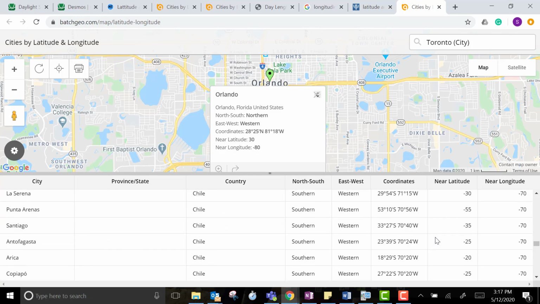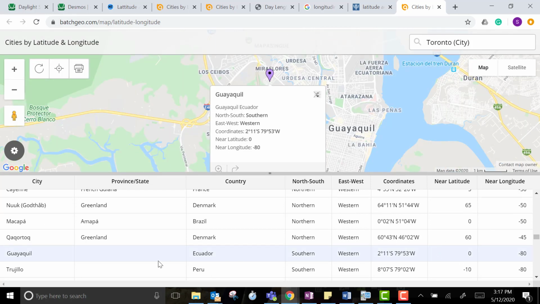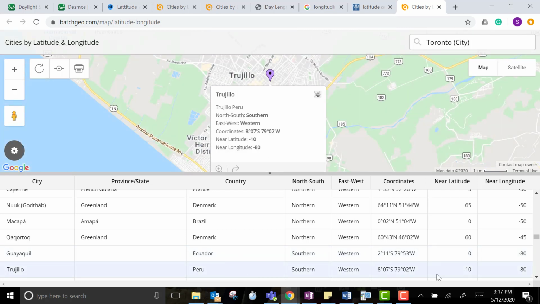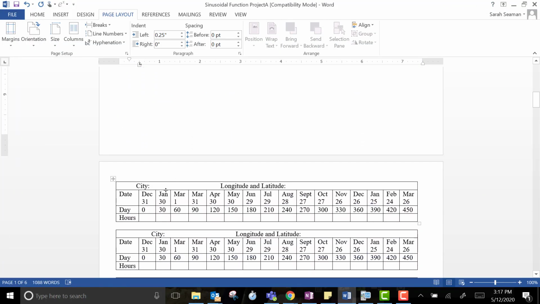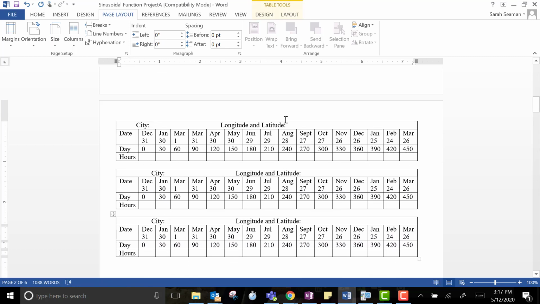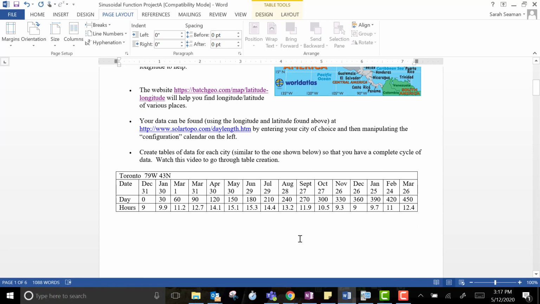And scrolling down, looks like I can find a few more. I could choose Ecuador, or I could choose a city in Peru, and they're all on that same longitudinal line as Toronto. So what you're going to do is find your 3 cities. So 1 in Canada, 1 in the United States, 1 anywhere else. I do not care what the latitude is, but make sure that the longitude is all very similar. If you want to say negative instead of west, that's fine.